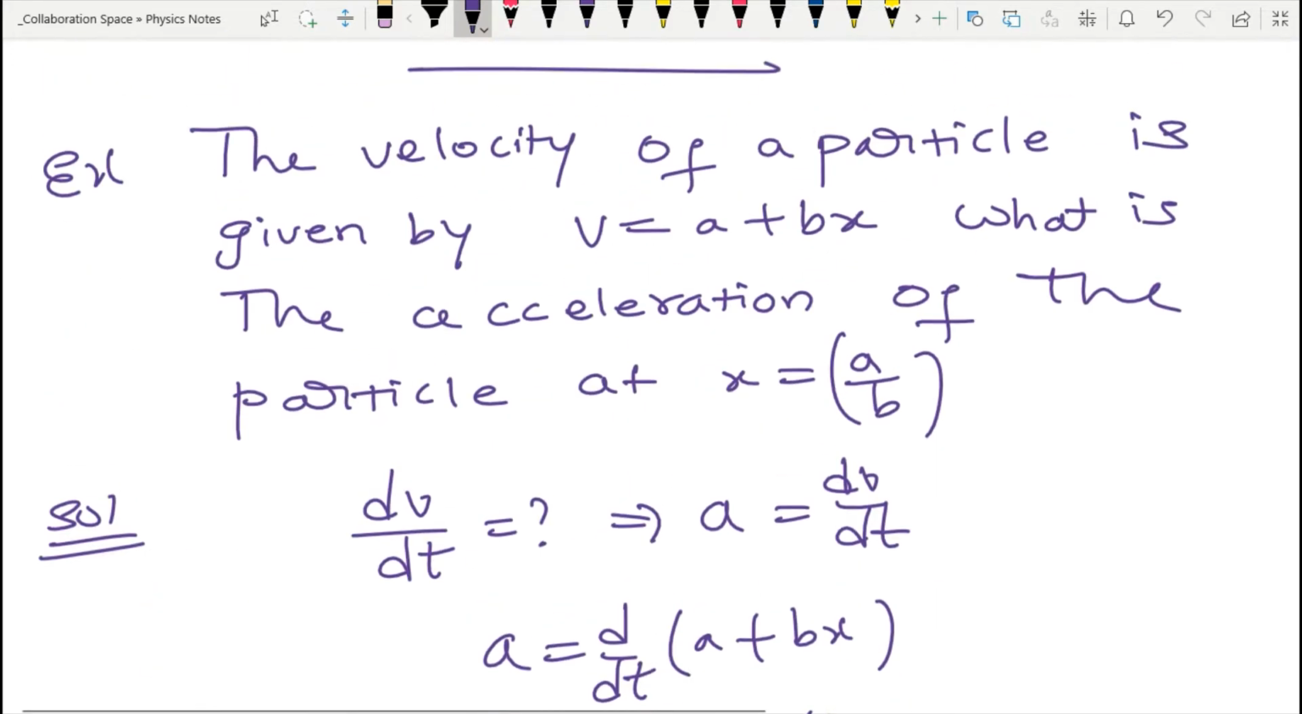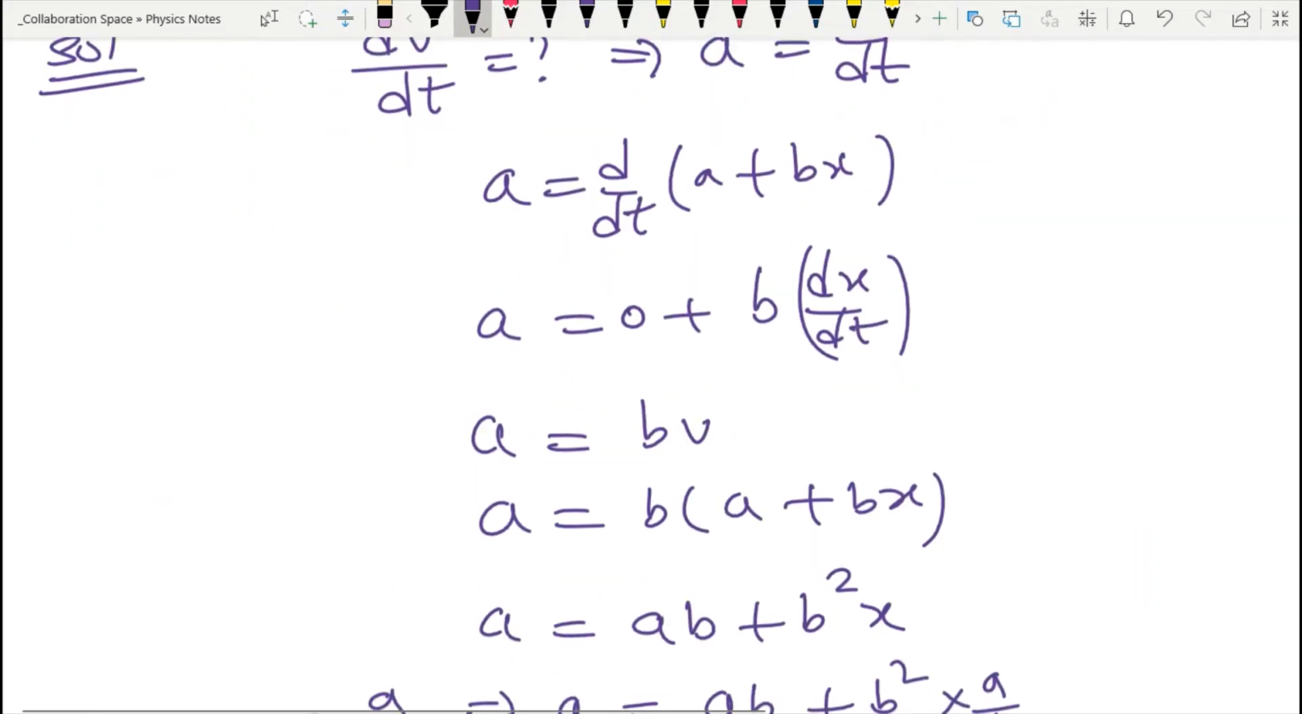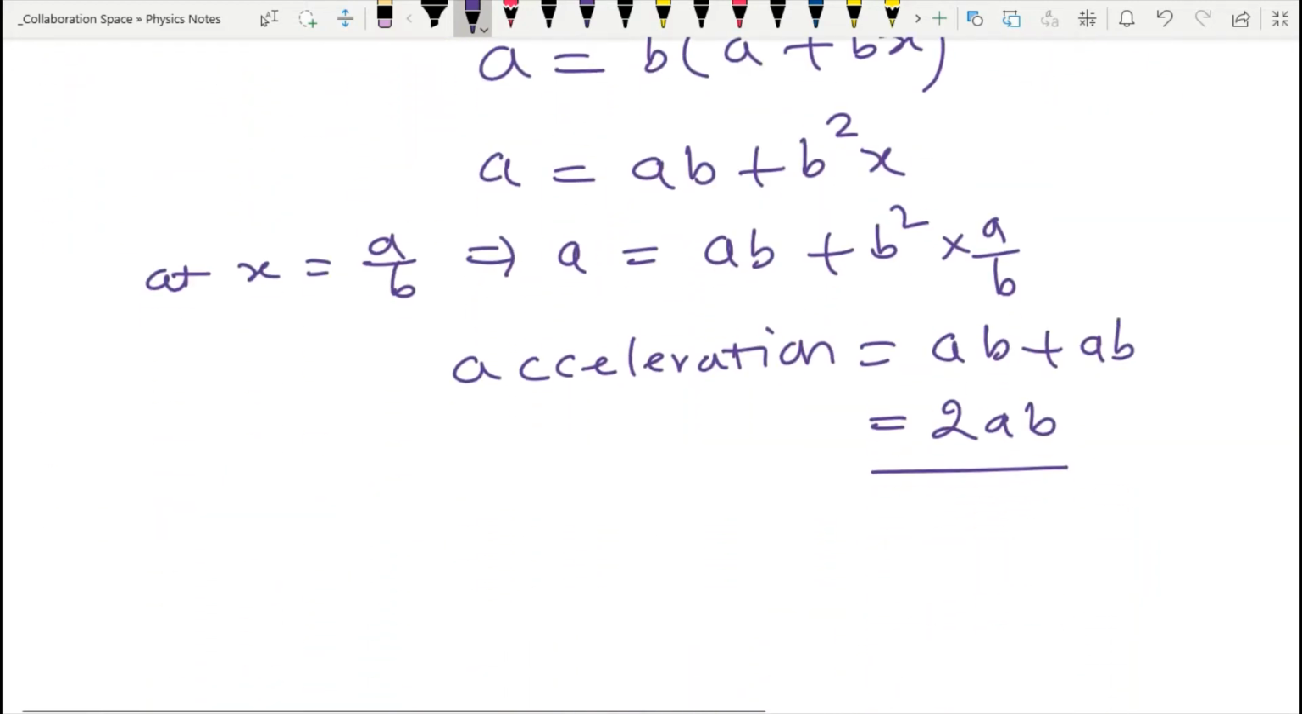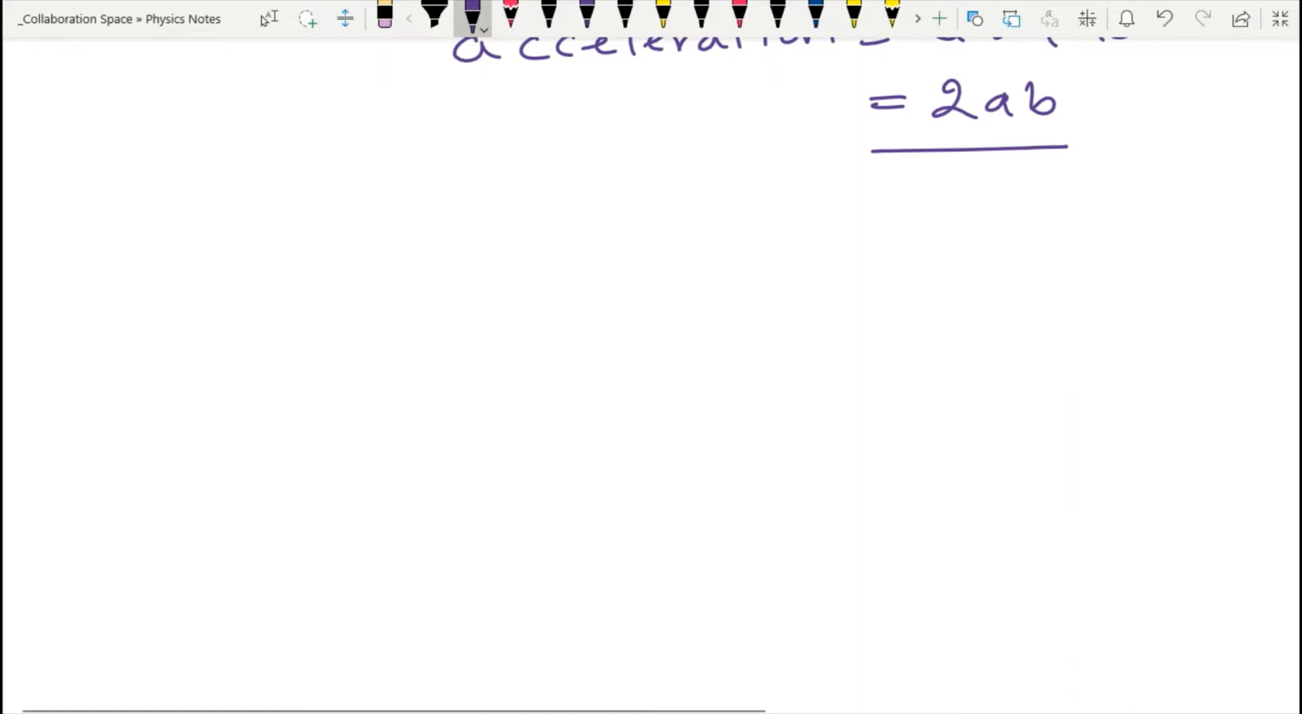So in this way we can easily compute the acceleration. There is no difficulty. Just by applying differentiation we will get the answers. Is it clear, students?